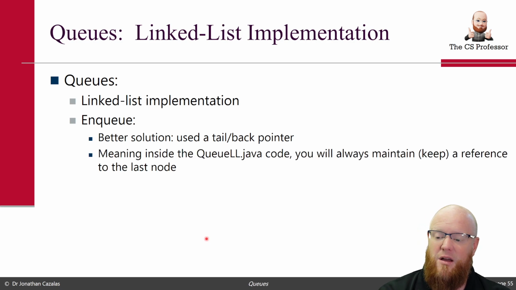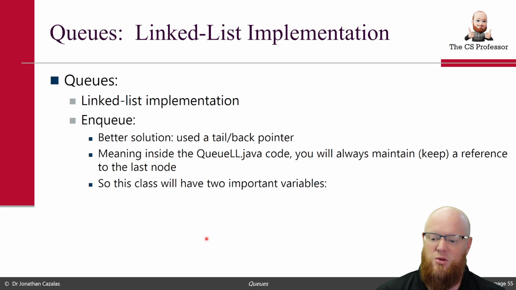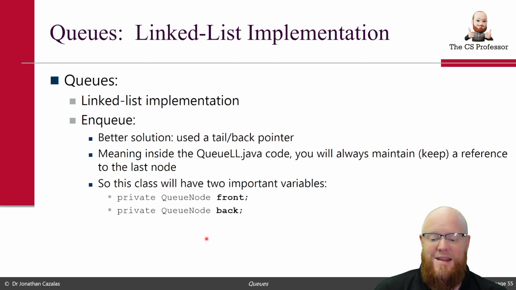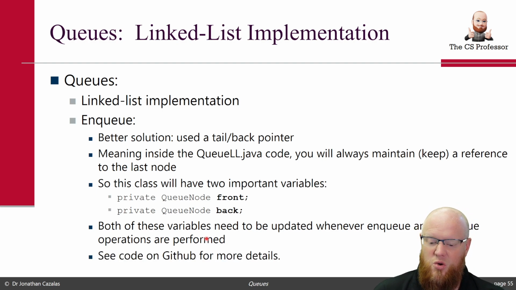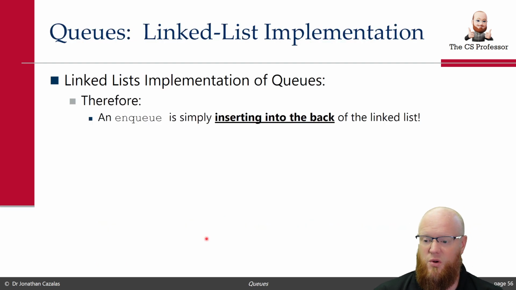To get to the back of your queue, we always maintain where is the location of the last node in our queue. So we're going to have this QLL.java class, which has now two important variables. It has a front variable and it has a back variable. And both of these variables need to be updated whenever we're doing enqueue and dequeue operations. The code is going to be fully on GitHub, which I'm going to link to for you.